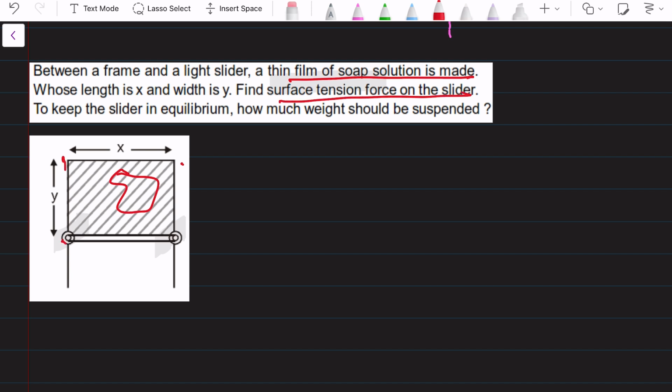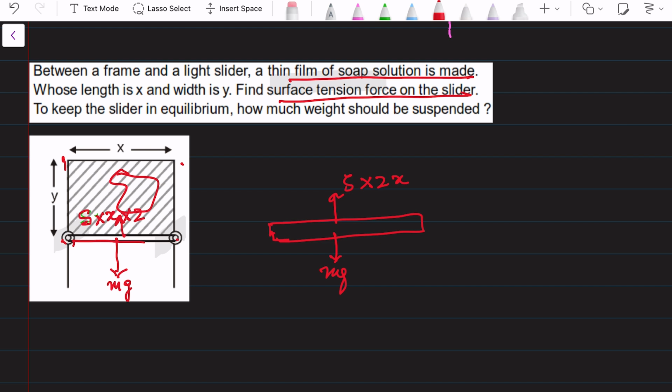We have to find the surface tension force on this slider to keep the slider in equilibrium. Now on the slider, what are the forces acting? One is mg acting downward, and in the soap film there are two layers, two surfaces. So the force acting on the slider due to the soap film will be S into x, and two films, that's why into 2. So on the slider two forces are acting, one mg downward and S into 2x upward.